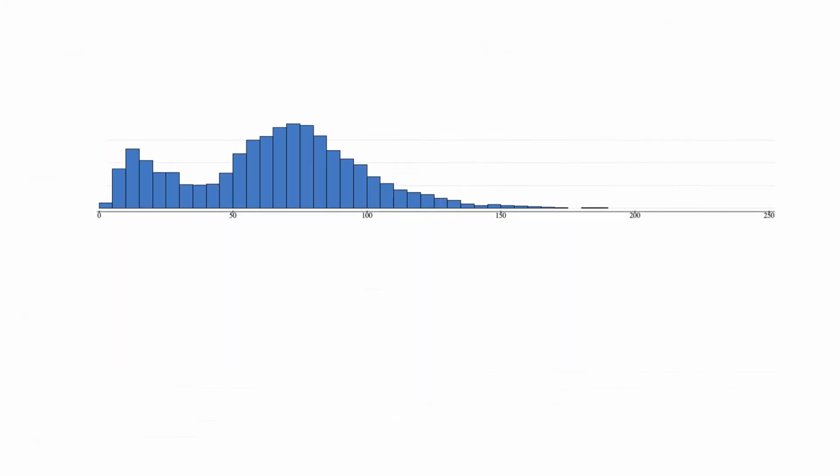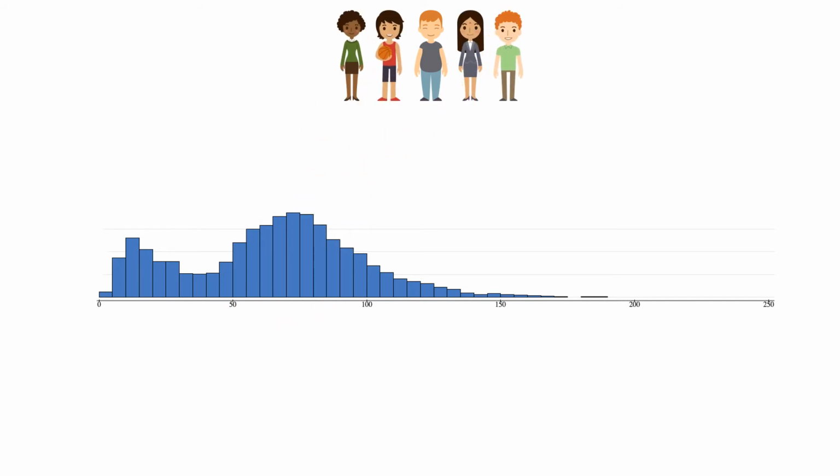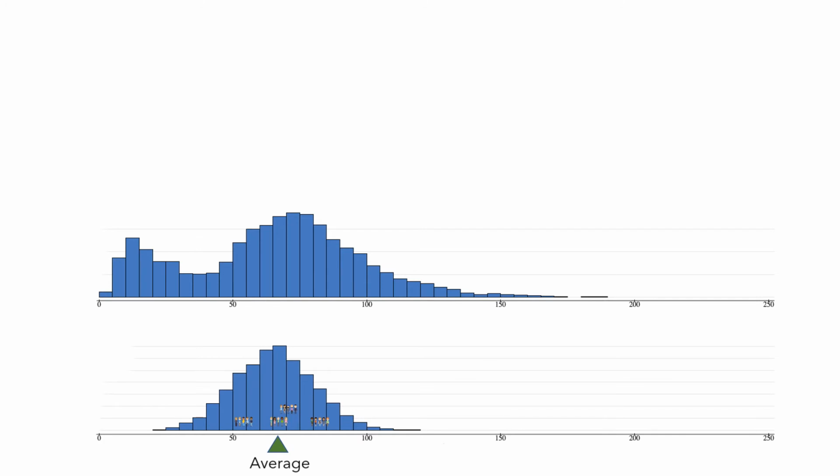Let's take a look at the distribution of individual weights. So if we randomly select 5 individual weights from this distribution, we might get one from the tail or one from the lower half, but most of them are likely to come from near the central mode. So their average weight would be not too far from the overall population average. And the same would be true of other 5-person samples. And this would give us the resulting sampling distribution, where most of the 5-person averages are relatively close to the overall population average.